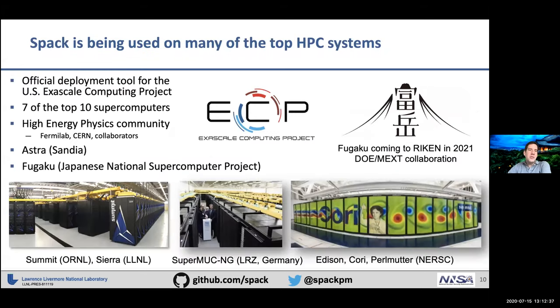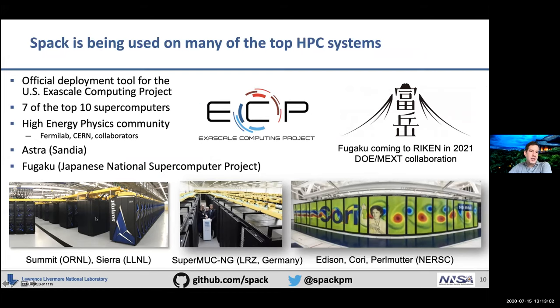Spack is used on a number of the top HPC systems. Fugaku, which came to Riken and is number one now, is deployed using Spack. The user stack on Fugaku was built there. We've had a collaboration with them since they started setting up the machine. They liked the tool because it was easy to get packages running on ARM and to add patches and things to existing open source software that they wanted built on the Fugaku machine.